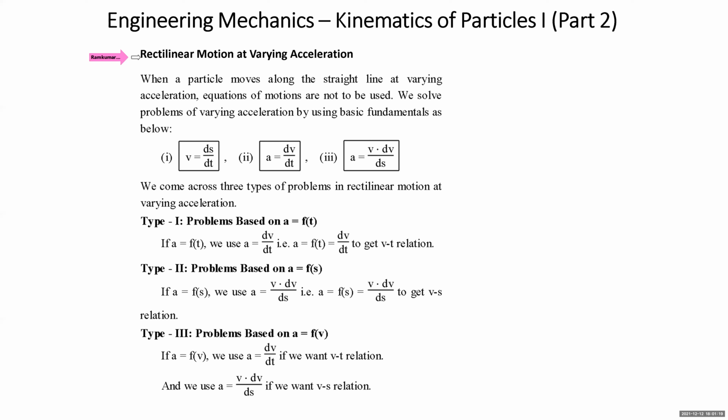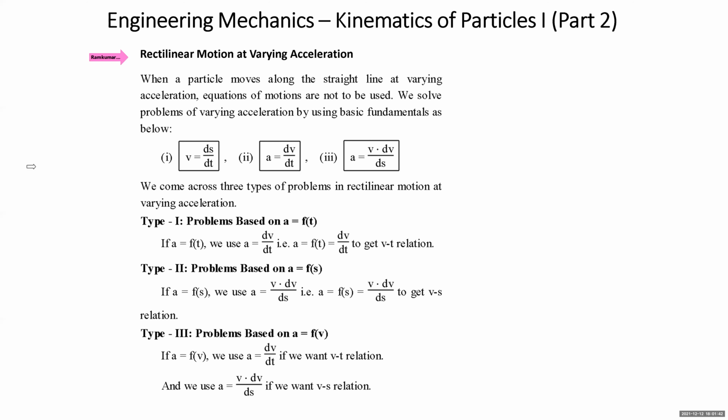Rectilinear motion means motion of a particle along a straight line. Varying acceleration means acceleration is not a constant. A very important thing we always need to remember is that if the problem of rectilinear motion is at varying acceleration, I mean if acceleration is not constant, equations of motion cannot be applied. We need to solve the problem from basic fundamentals.